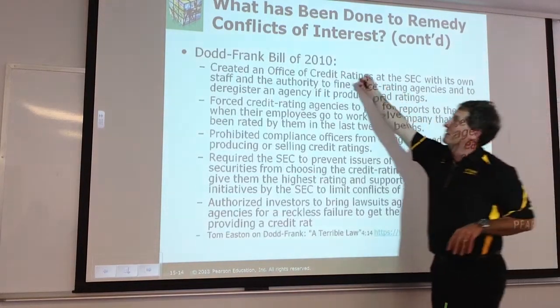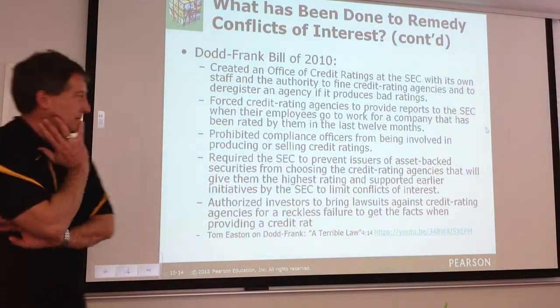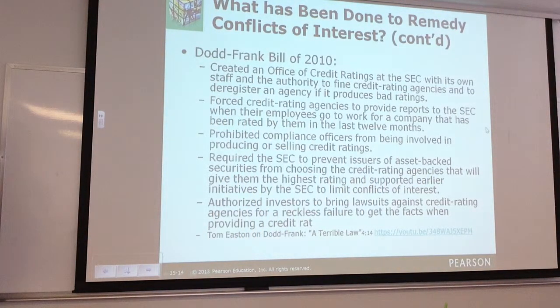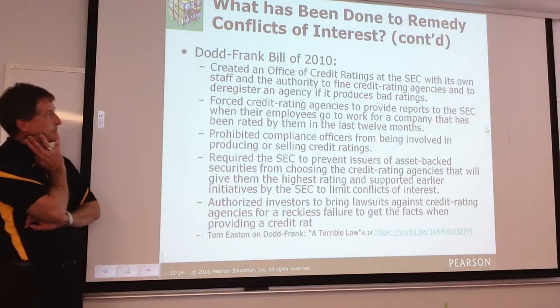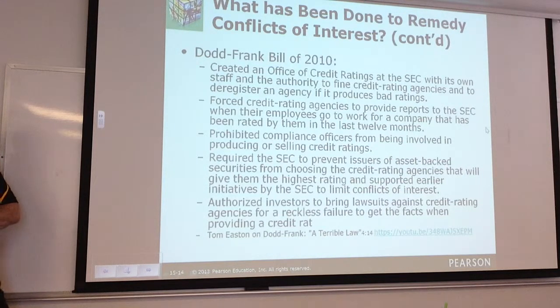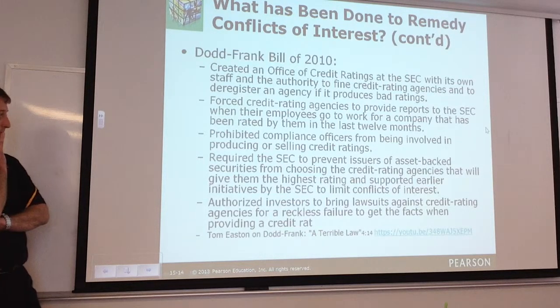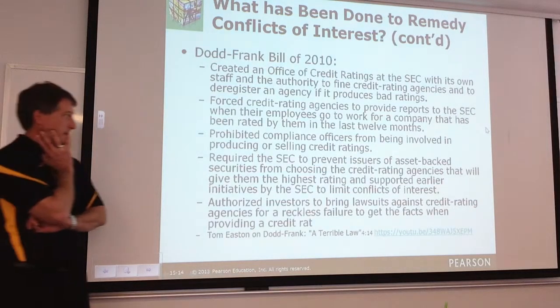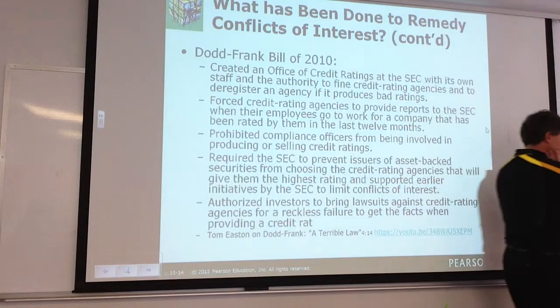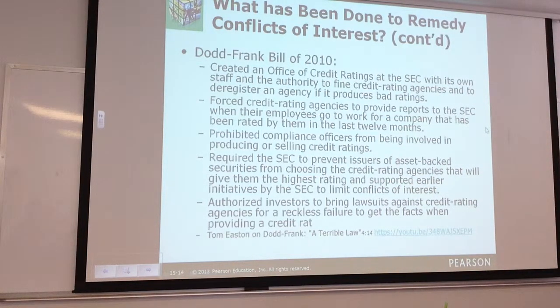Okay, so then Dodd-Frank comes along in 2010. This is the most recent contentious bill that's out there. A lot of Dodd-Frank was in response to the residential mortgage market. So let's take a quick look at this one here.